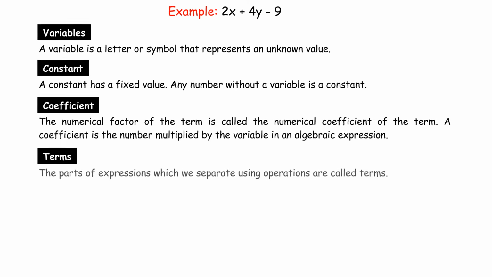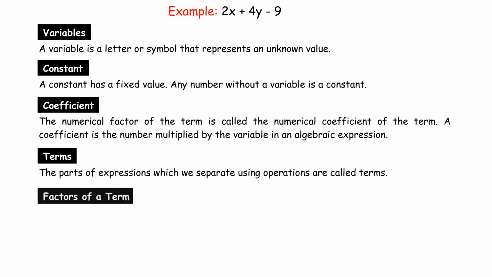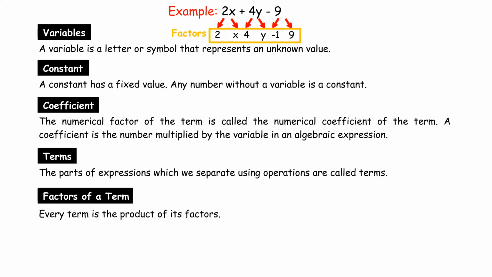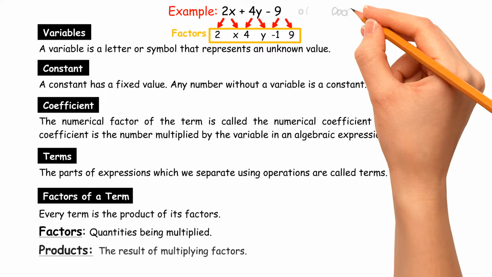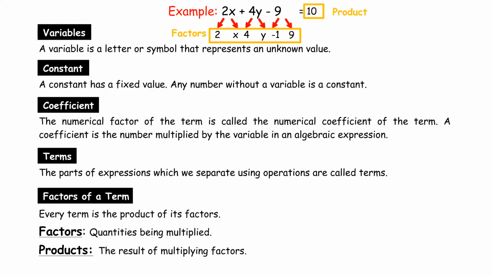Terms. The parts of expressions, which we separate using operations, are called terms. In this example, the terms are 2x, 4y, and -9. Factors of a term. Every term is the product of its factors. Factors are quantities being multiplied. Products are the result of multiplying factors.